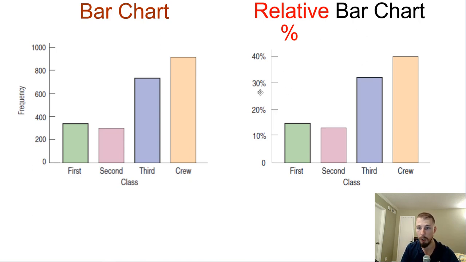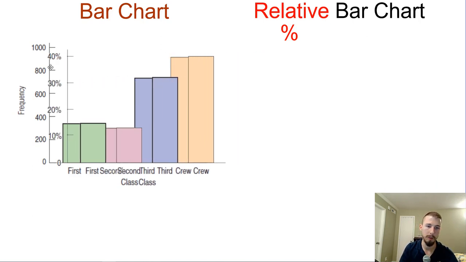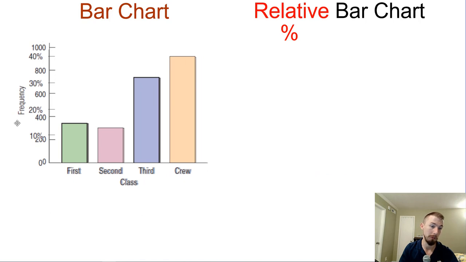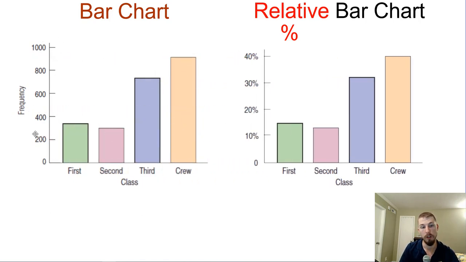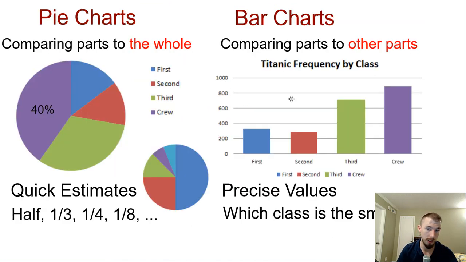Also, relative bar chart. Again, the relative word means that it's going to be percentage, so it's exactly the same, except our y-axis here is going to be written in percentages instead of written in counts or frequencies. So sometimes relative bar charts are kind of helpful.